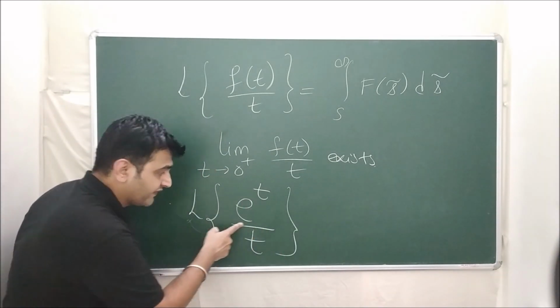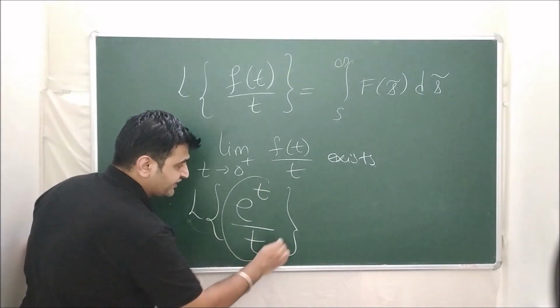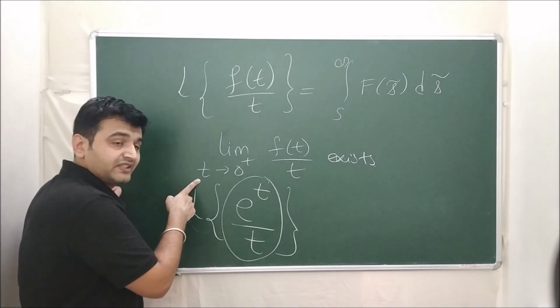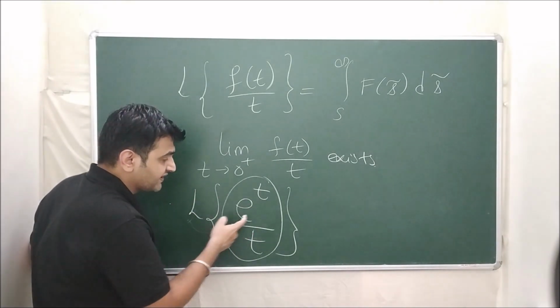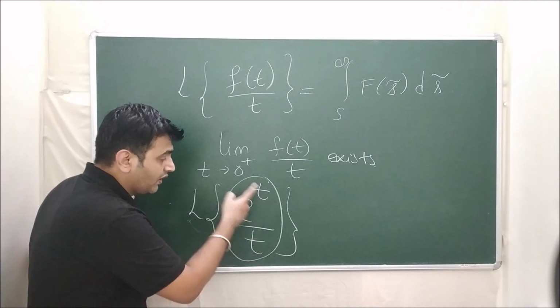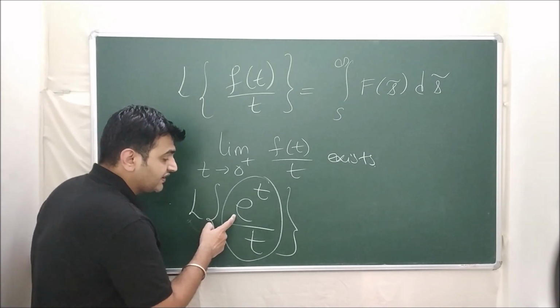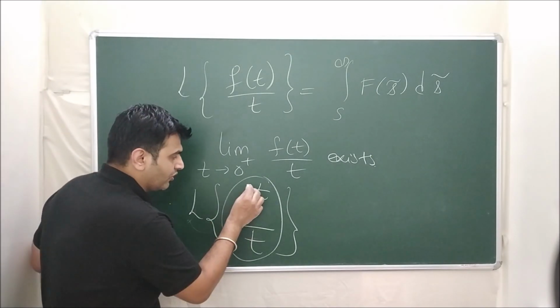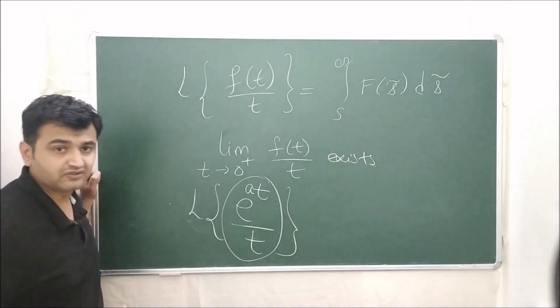Though my f is of exponential growth and piecewise continuous, when I take this ratio, its limit as t goes to 0 should exist. Does it exist? No. As t goes to 0, this part is 1 and this is 0. So you have 1 upon 0 which is infinite, which does not exist. Therefore Laplace of e raised to t upon t does not exist. Or in short, let's generalize, Laplace of e raised to at upon t does not exist.